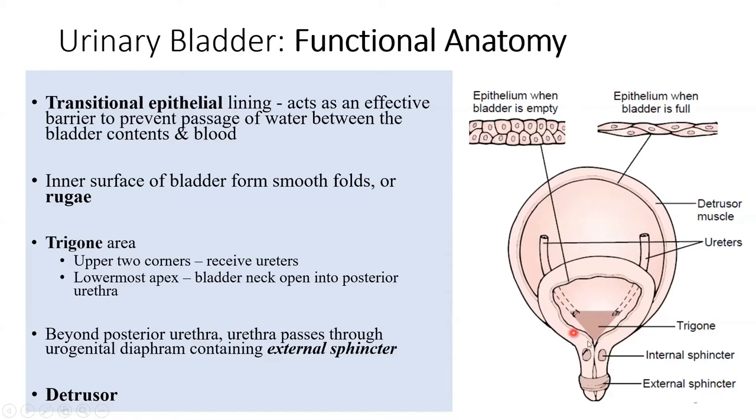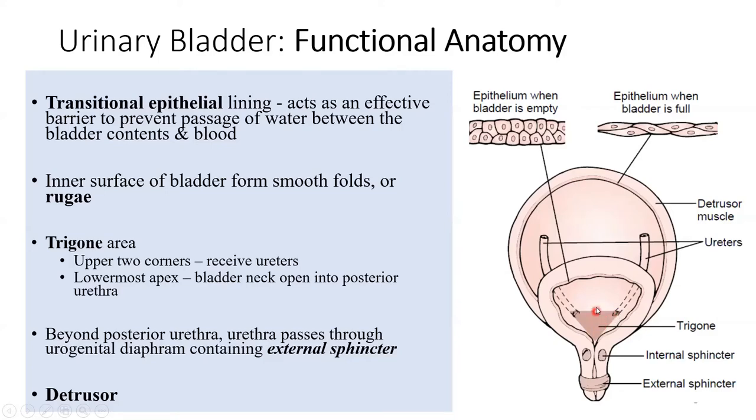This triangular area is called the trigone. This is in the lower part of the body of the bladder, this being the fundus. It's called the fundus, the elevated round-shaped top of the bladder. The importance of the trigone is that it receives the ureters. It's like a triangle, right? So the broad base has two ends where the ureters come in and basically drop the urine. This is where the urine comes in.